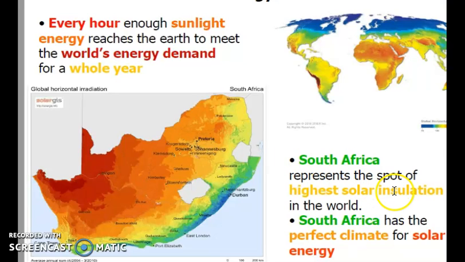South Africa represents the spot of highest solar insolation in the world. South Africa has the perfect climate for solar energy.